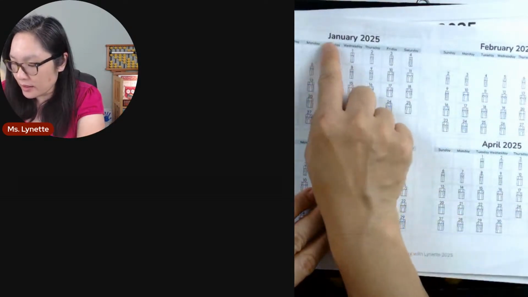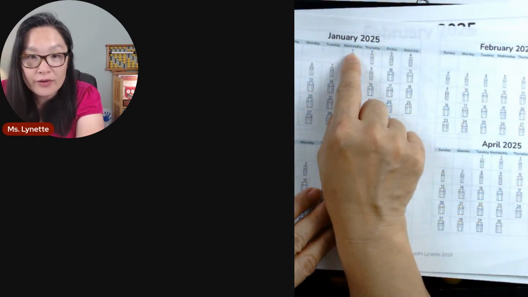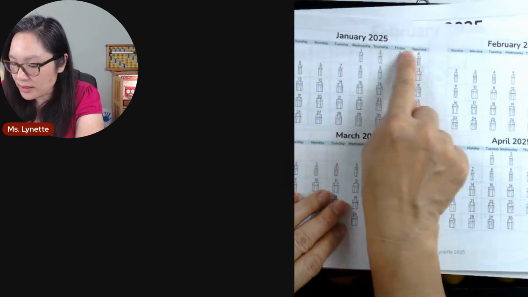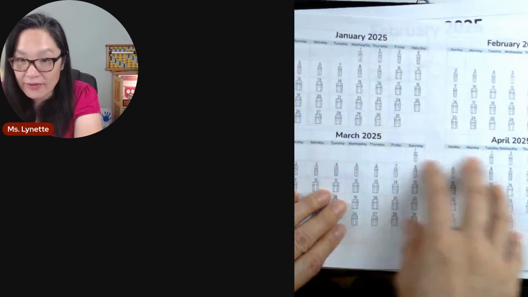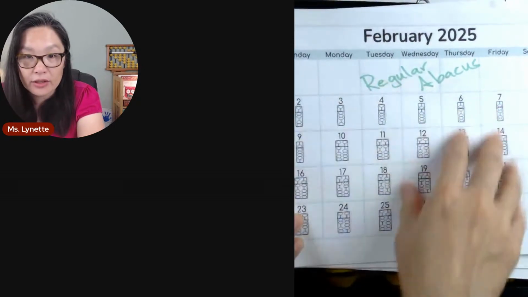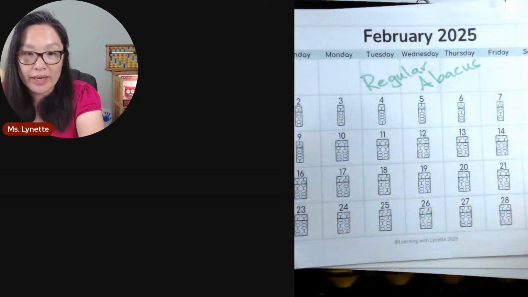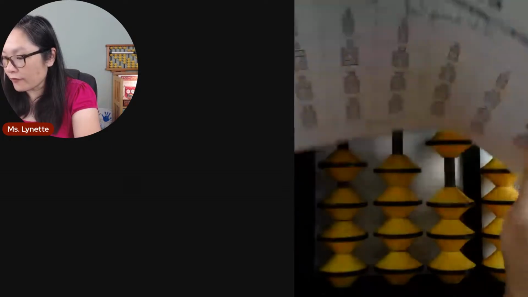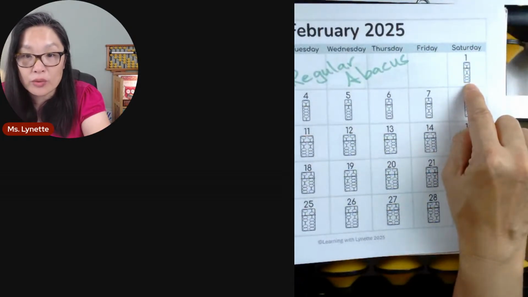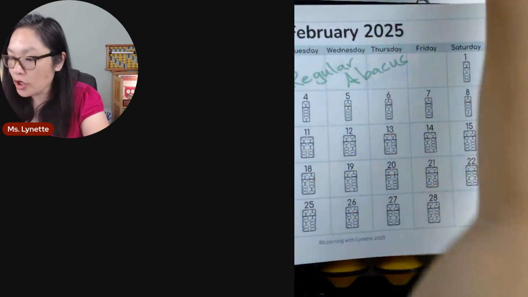Here is the January of 2025, and I have it where we have the days of the week: Sunday, Monday, Tuesday, Wednesday, Thursday, Friday. This is kind of small, but I have it in quarters, and then I have it in a regular one page. So right now we're in February, and what I did was for the number one, I show what an abacus is.